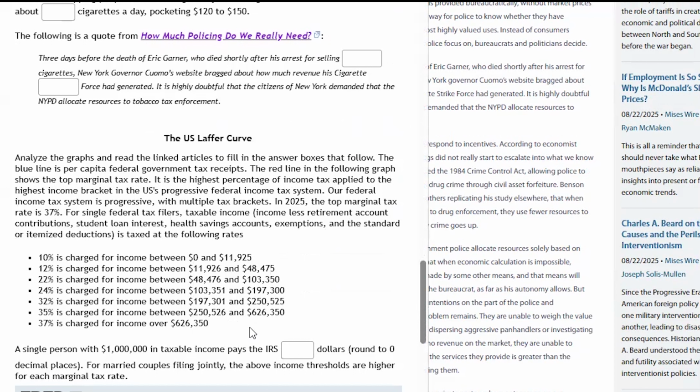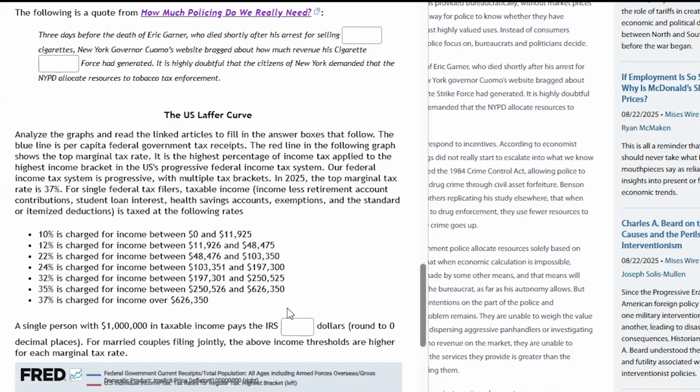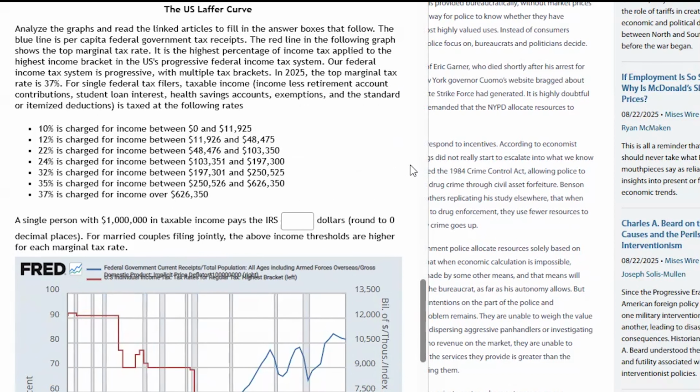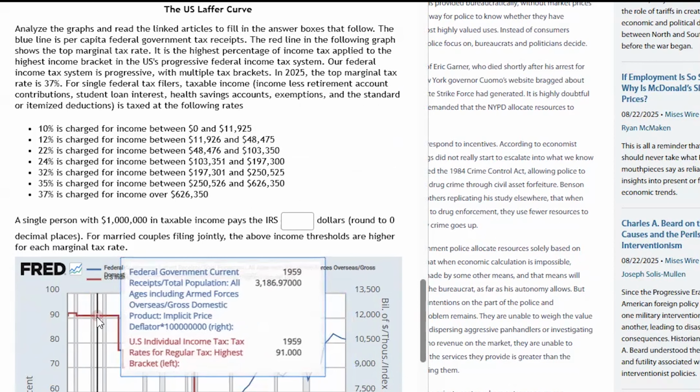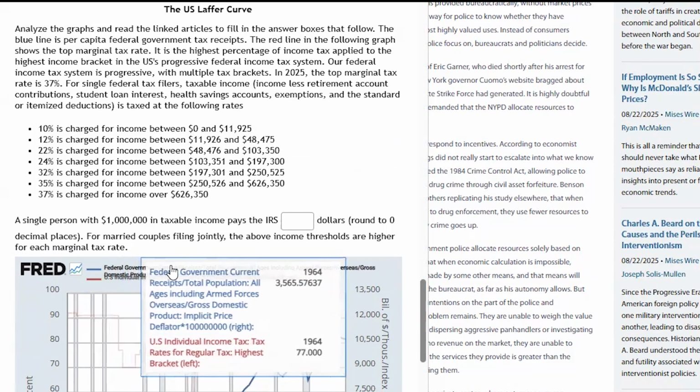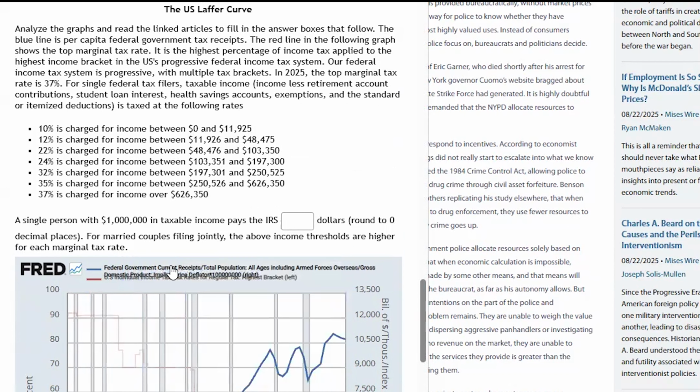Now, the next part is the U.S. Laffer curve. We're going to analyze the graphs and read the linked articles to fill in the answer boxes that follow. The blue line is per capita federal tax receipts here. The red line in the following graph shows the top marginal tax rate. It is the highest percentage of income tax applied to the highest income bracket in the U.S. progressive federal tax system. Our federal income tax system is progressive with multiple tax brackets.